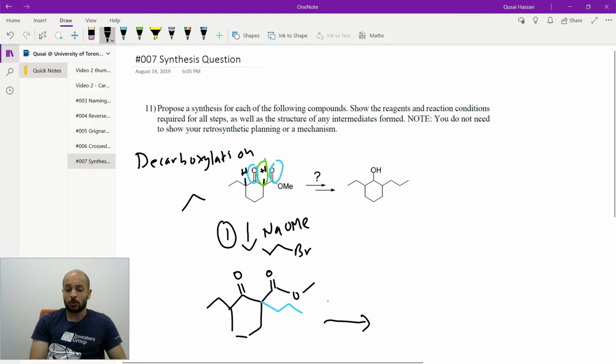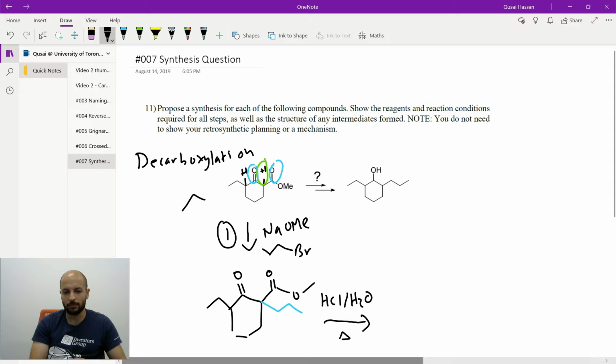So to remove the ester, all we have to do is add acid, right? And just to be a little bit more scientific in this case, I'm going to add HCl and H2O. That's what you would add in a lab, right? And you're going to heat that solution up. Now I'm not going to go through the mechanism of decarboxylation in this video.